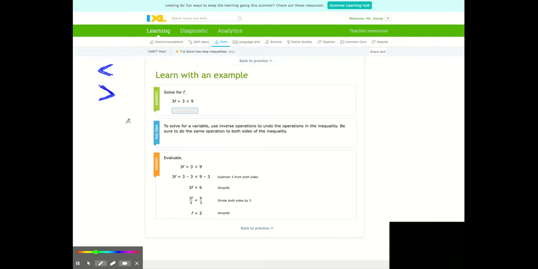Do I need to draw teeth for you to see that? No, I just gotta remember which one's less than and greater than, that's all.